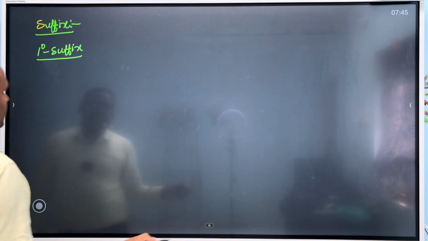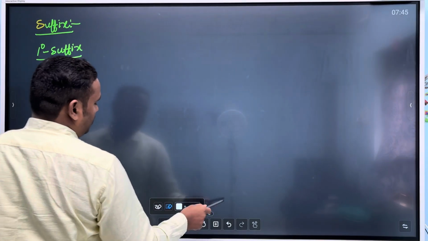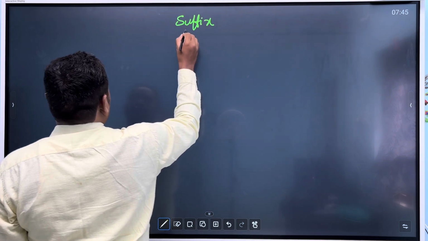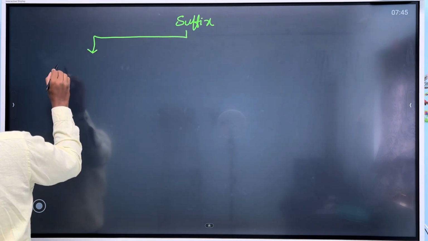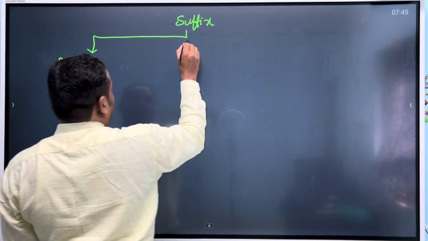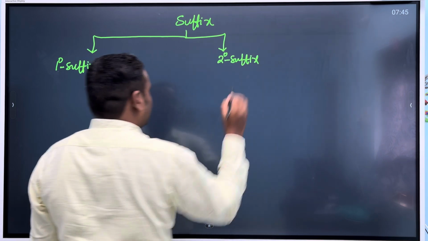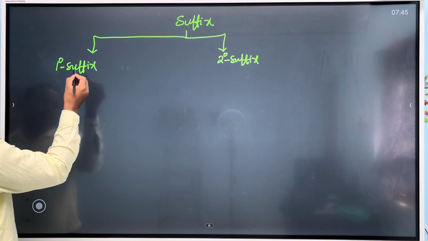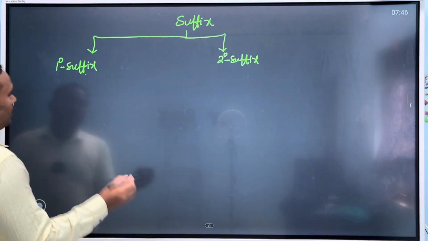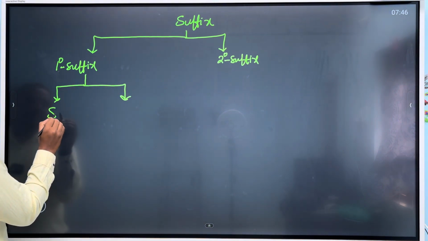Suffixes are of two types, primary suffix and secondary suffix. The primary suffix gives information about whether the carbon chain is saturated or unsaturated.